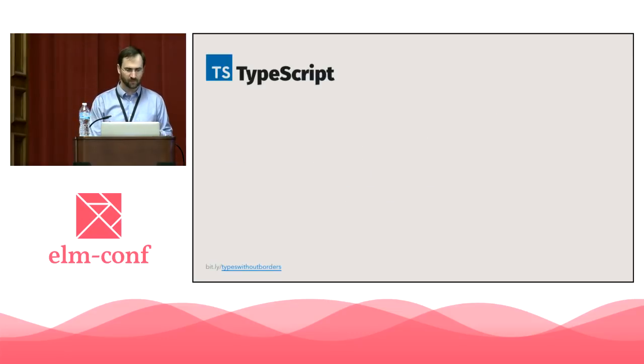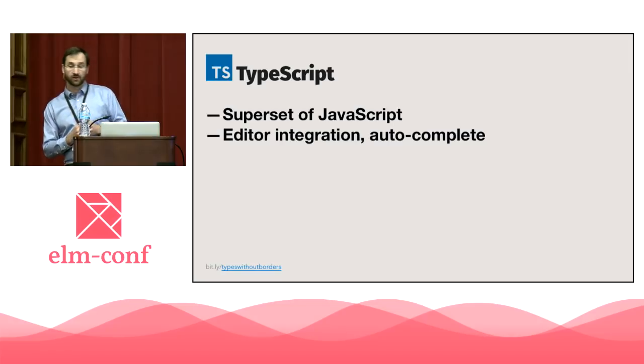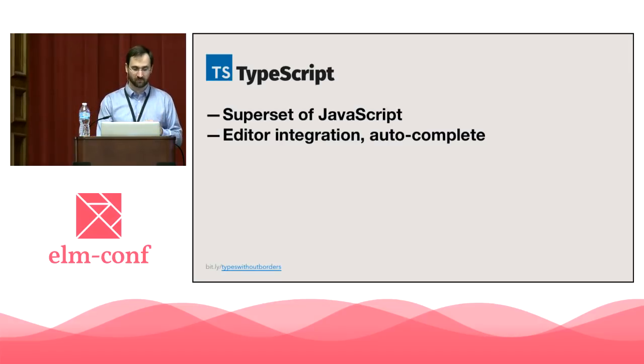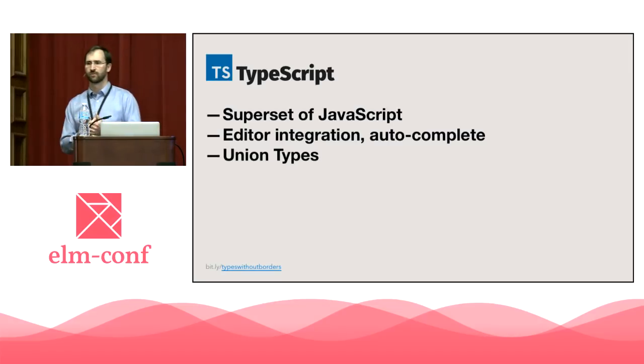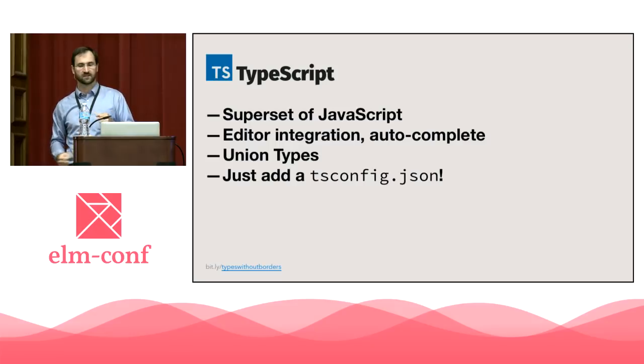So TypeScript is semantically the same as JavaScript. It's simply a superset of JavaScript. So it adds some features like being able to add type annotations and give you some pretty decent type checking. It's got really solid editor integration and auto-completion for a lot of different editors, and it's got some cool ways to describe different types, including union types. And it's really easy to get started. You just add a tsconfig.json.